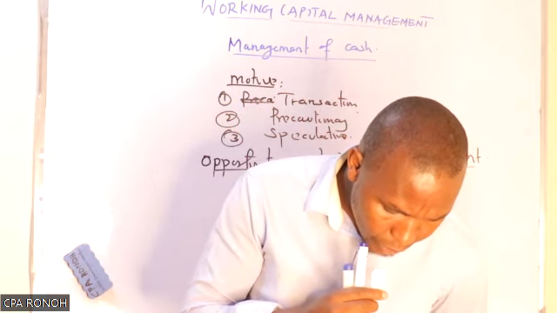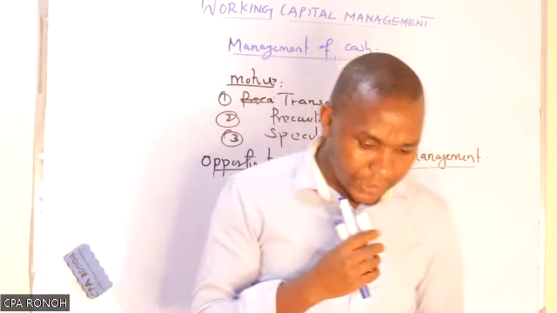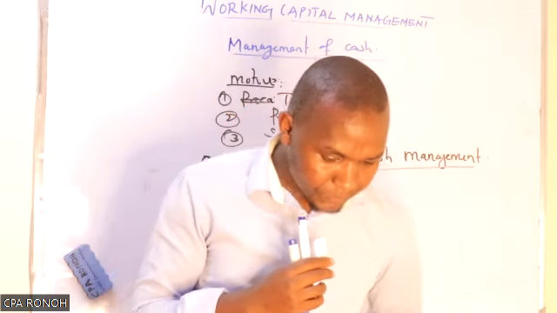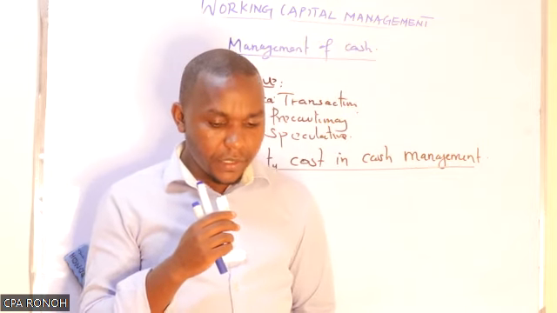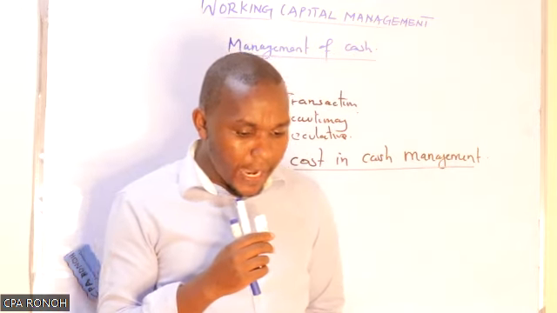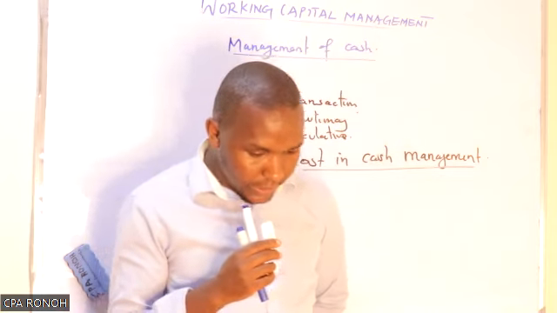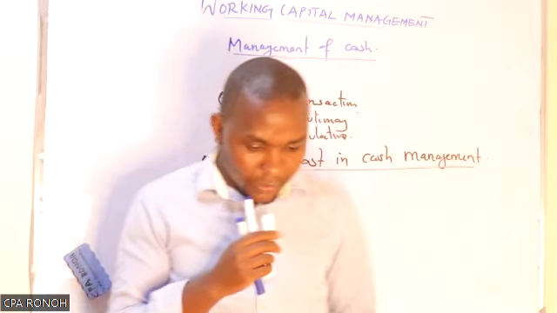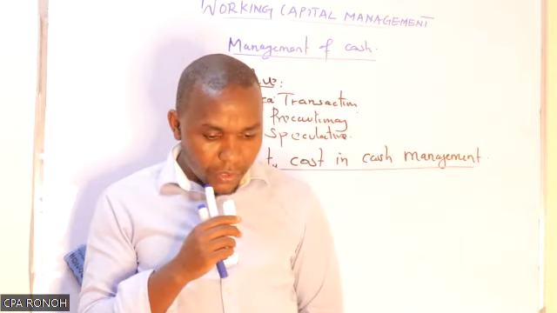The process includes the following features, that is the opportunity cost. So we can have the features. Number one, transaction cost of raising additional funds. Number two, we have the interest charge. Number three, we have loss of cash discount. Number four, loss of credit control.